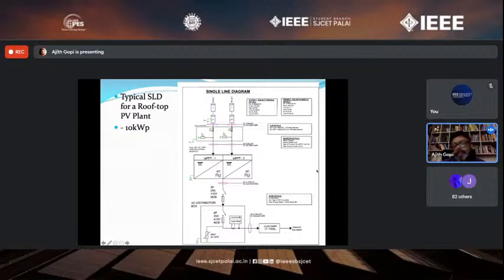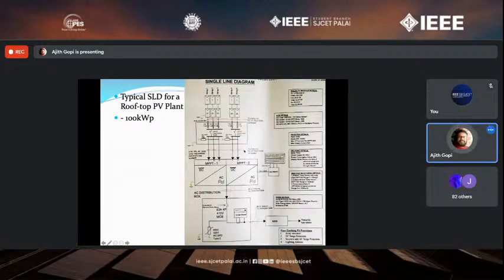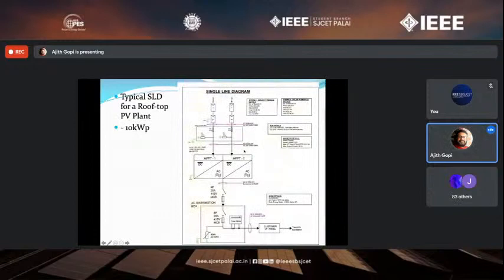So you will have other fuses, your SPDs, surge protectors, and your circuit breakers. All this stuff will be there. Then you have a DC DB. Your AC DB will be there, where you will have again an SPD. SPD is a surge protection device to protect you from the surges.